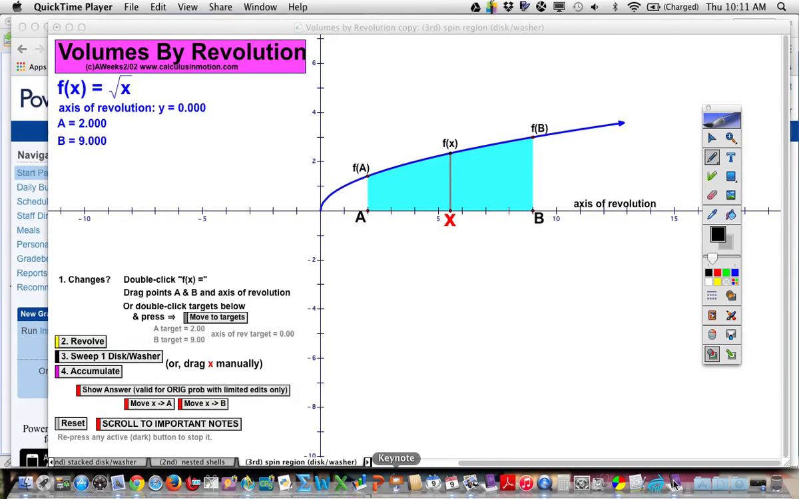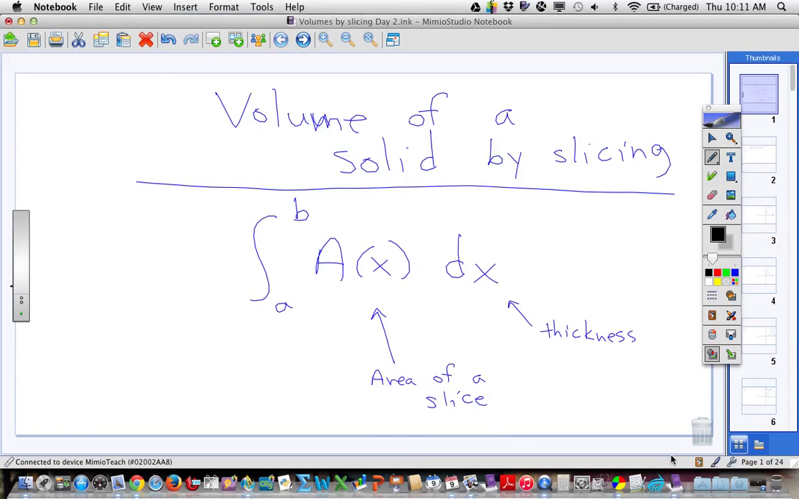To recap what we had yesterday, it was essentially this formula right here. Okay? Find the volume of a solid by slicing. So the idea is we're using the integral to add up these slices. If we took these two things right here, just solid plastic, we want to know how much plastic is in these.